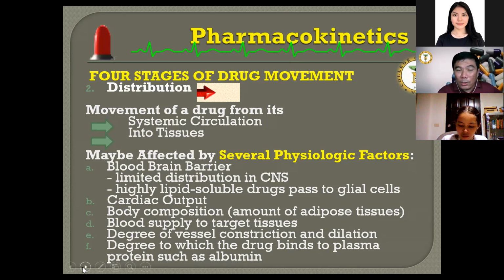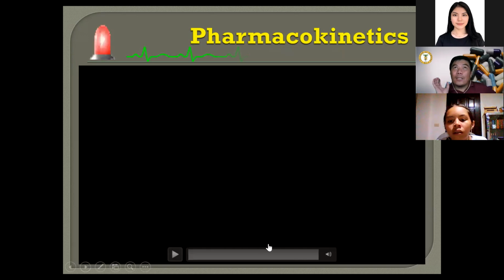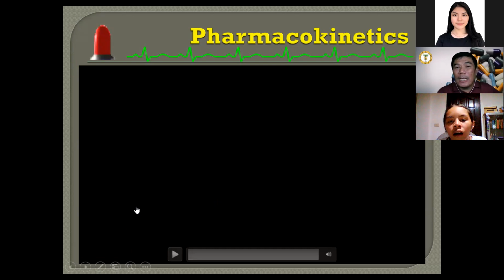Okay, so I will now proceed to the next slide. The next is, if we have the distribution, we will now proceed with what? Metabolism. And here comes the liver, which will take action.